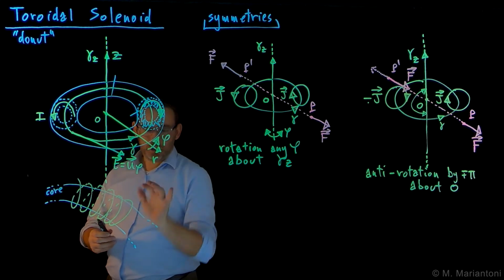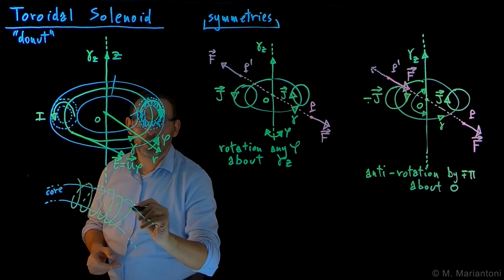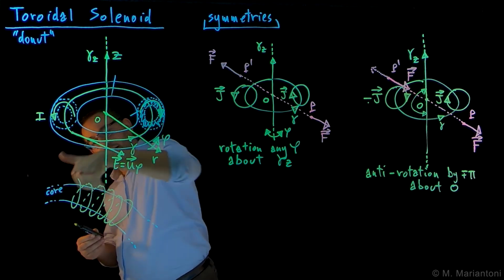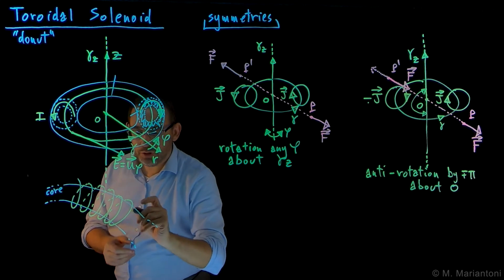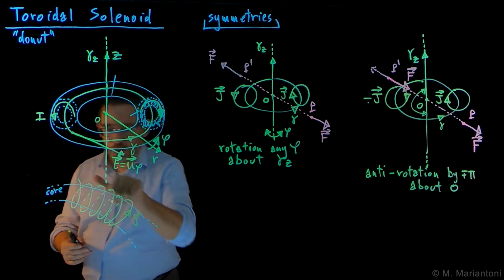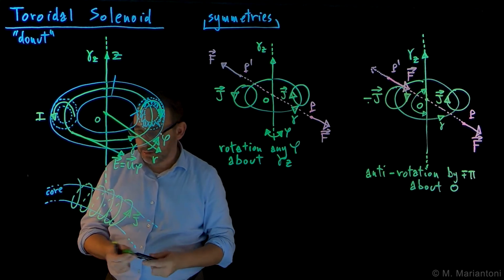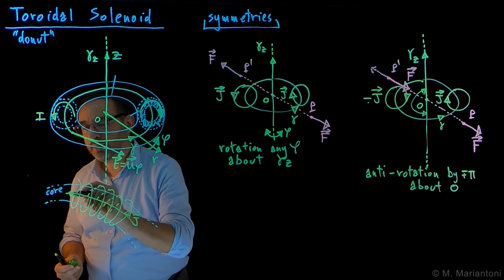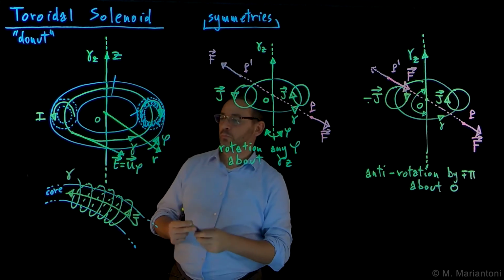Etc. Such that the current goes in this direction. This is my current, it has to flow in this direction. So we want the current to go like that. That's my J. It goes in the direction of the axis here, which is again gamma.